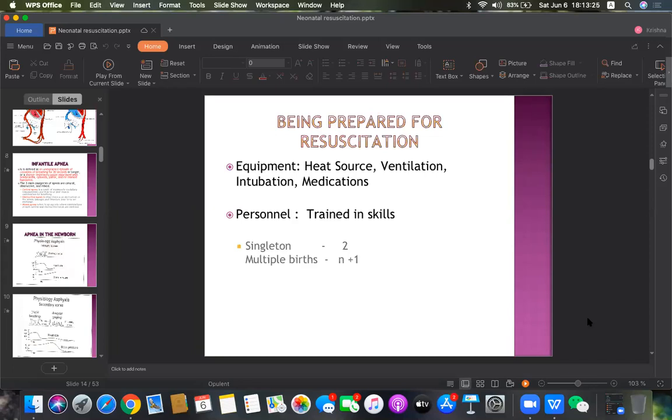So this is important. And what is the equipment we need for resuscitation? That is a heat source, which is already there in the delivery room. You don't need any extra thing there. An Ambu bag is necessary for ventilation. If the baby needs to be intubated, we need an endotracheal tube, and there have to be certain medications.